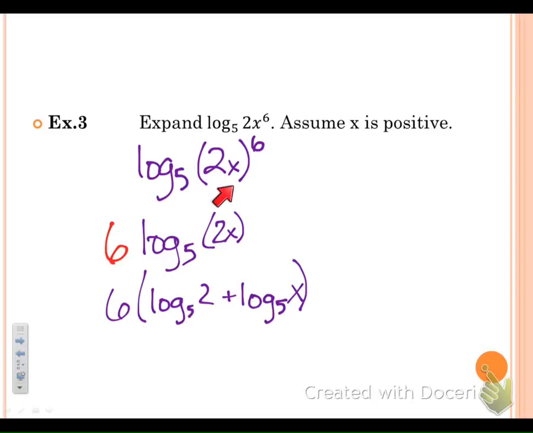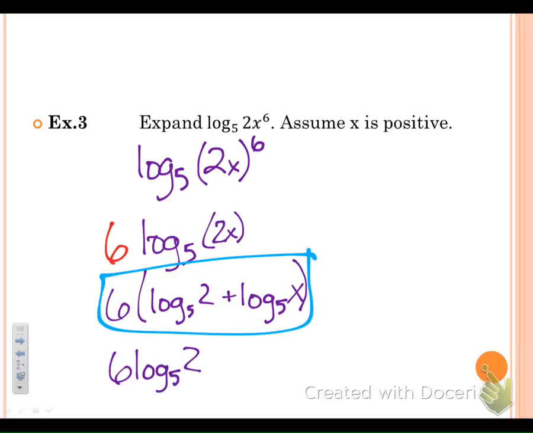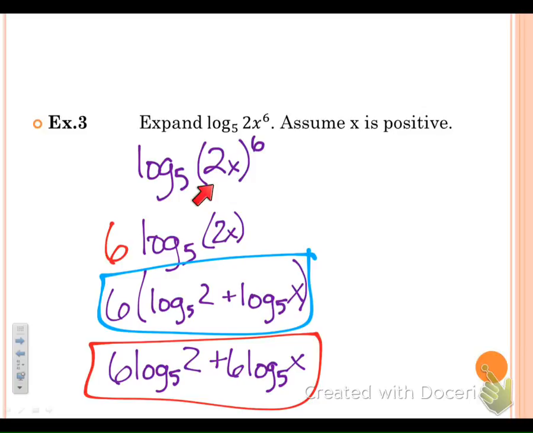So be aware that if you have a grouping symbol, you're going to have to keep a grouping symbol, or make sure that that 6 gets distributed. This is an acceptable answer, but you could take it a step further and distribute: 6 log base 5 of 2 plus 6 log base 5 of x. So be aware. If you have a grouping symbol, you can't go exactly by my rules. You've got to make sure if I have a grouping symbol, I undo what's holding that grouping symbol together.